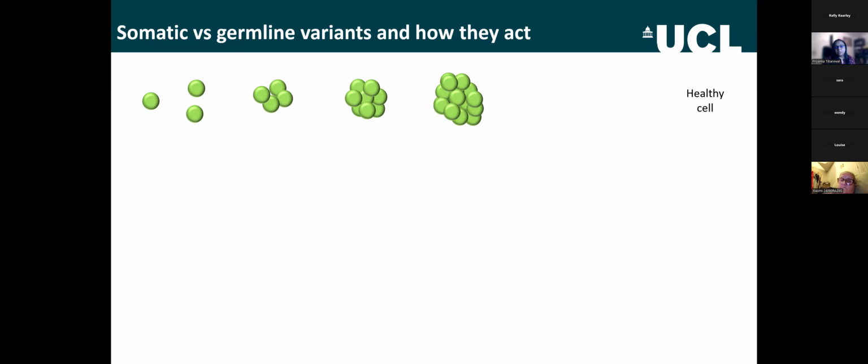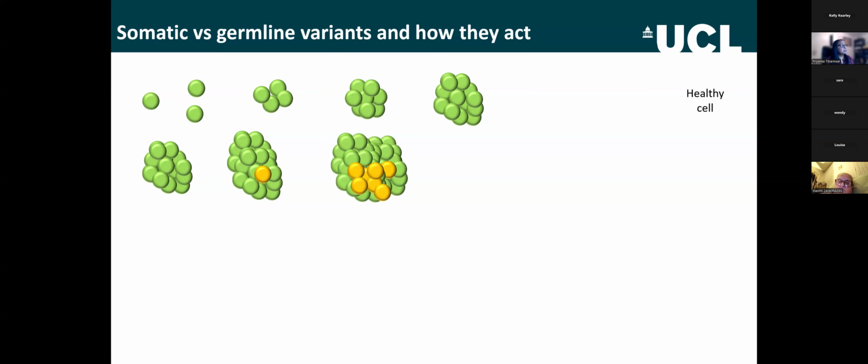Now, there might be DNA errors. This is a cell that has acquired an error. Here you can see that is the cell in yellow. Now, this particular mutation does not cause the cell to go completely crazy and divide and proliferate. Maybe it gives it a little bit of an advantage. And you can see there's a little bit more of those yellow cells. And then one of the yellow cells acquires a second error.